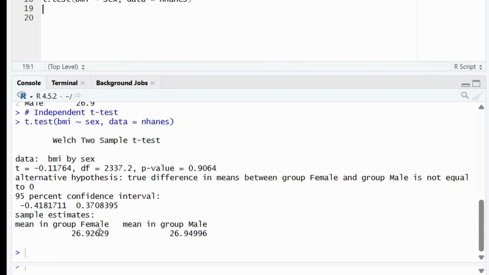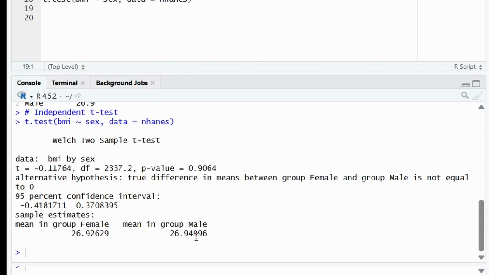Finally, we look at the actual group averages: mean BMI in females, 26.93, and mean BMI in males, 26.95. These numbers are almost identical, differing by only about 0.02 BMI units. So the statistical result matches what we see in the raw averages. There's essentially no difference.